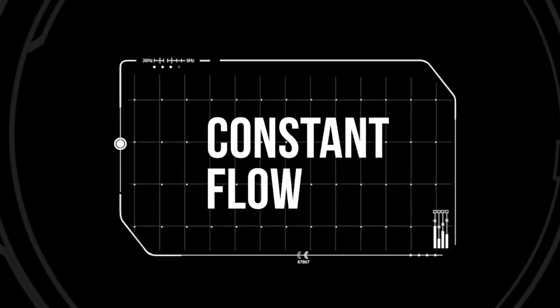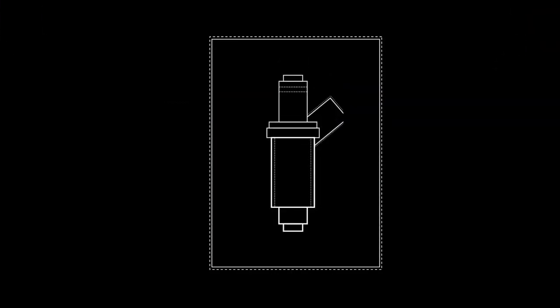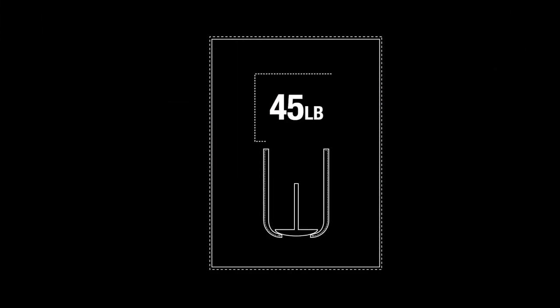Using this manifold pressure signal, the fuel pressure regulator is able to increase the fuel pressure as the manifold pressure goes up and decrease the fuel pressure as the manifold pressure goes down. Doing this results in a constant flow. For example, if we have 45 pounds of fuel pressure supplied to the top of our fuel injector and we open the injector for a specific amount of time, we can determine how much fuel passes through the injector.